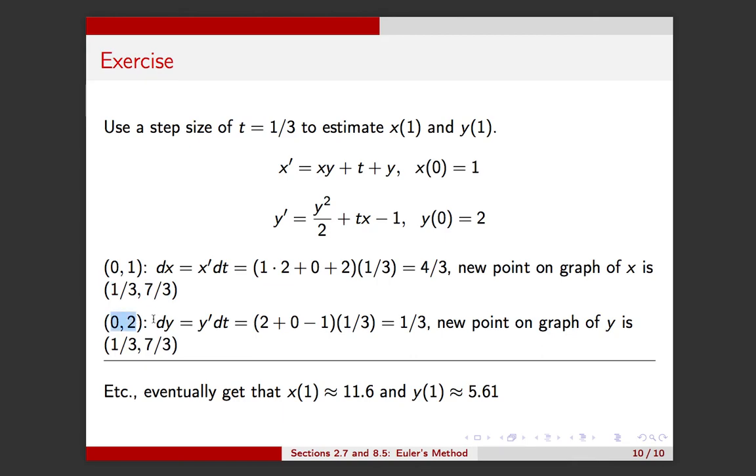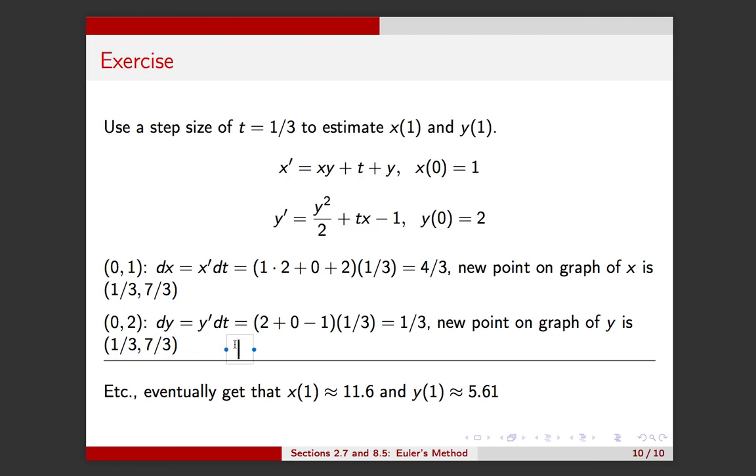From 0, change in y is y prime times dt, so now y at time 0 is 2, so I have 2 squared over 2, gives me my 2 right there. Time is 0, so 0 times x, it doesn't matter what x is right now, but x would be 1. This is 0 times 1. Minus 1 times my step size of a third. So I increase time by a third, and I increase y also by a third. So I go from 2 to 7/3. So anyway, after a third of a second, we actually estimate that x and y are in the same place.